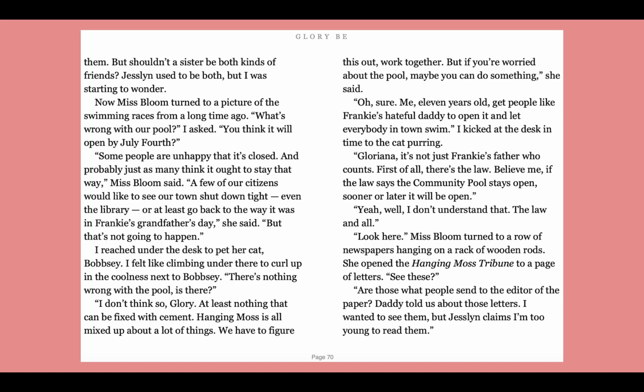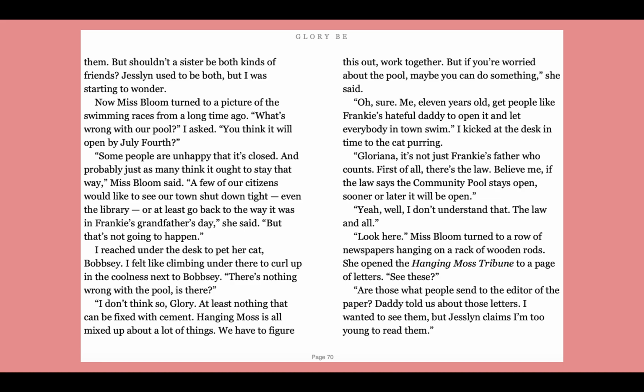"There's nothing wrong with the pool, is there?" "I don't think so, Glory. At least nothing that can be fixed with cement. Hanging Moss is all mixed up about a lot of things. We have to figure this out, work together. But if you're worried about the pool, maybe you can do something," she said. "Oh, sure, me, 11 years old. Get people like Frankie's hateful daddy to open it and let everybody in town swim." I kicked at the desk in time to the cat purring.